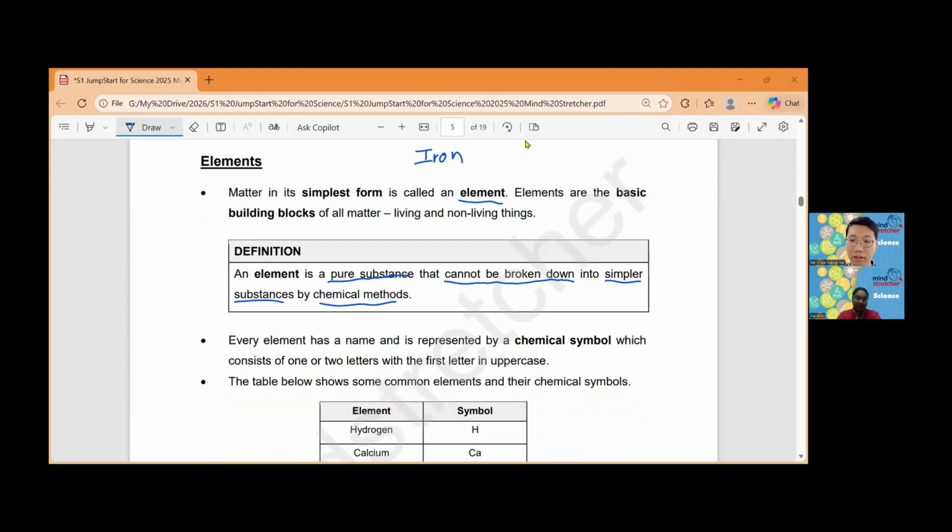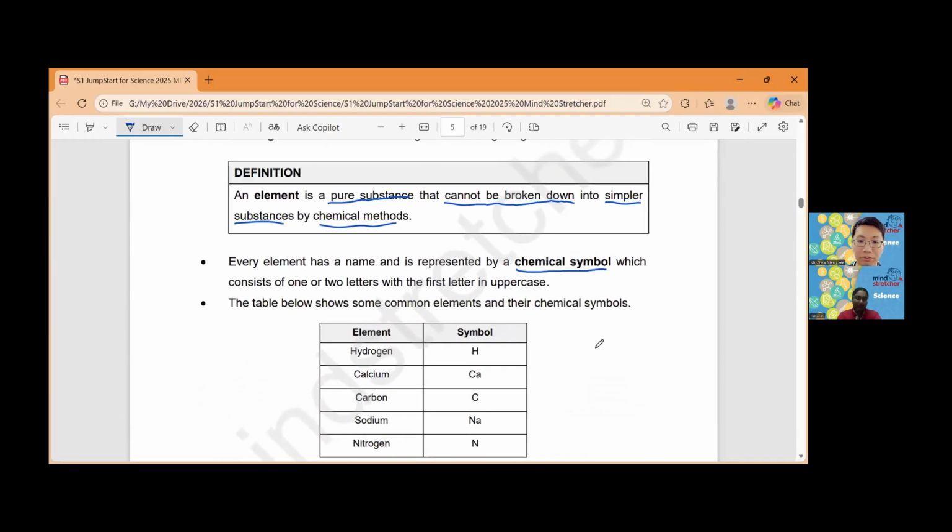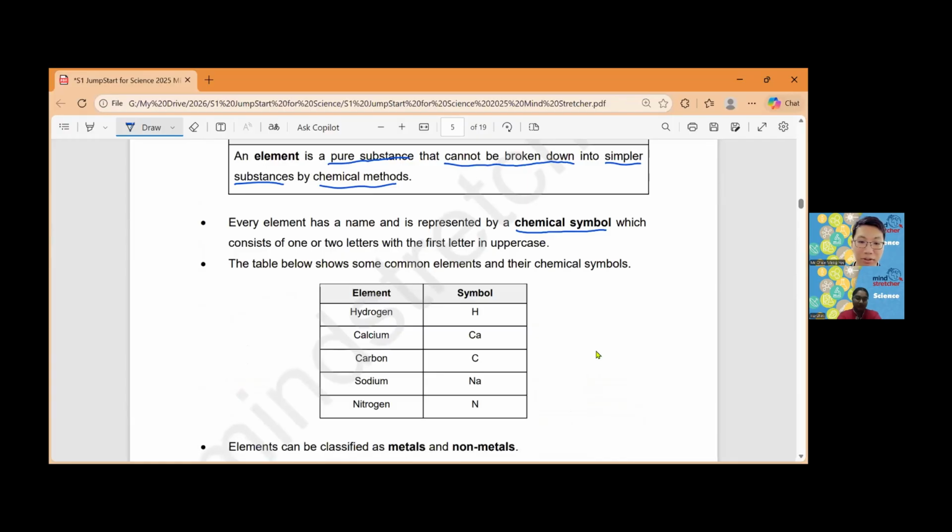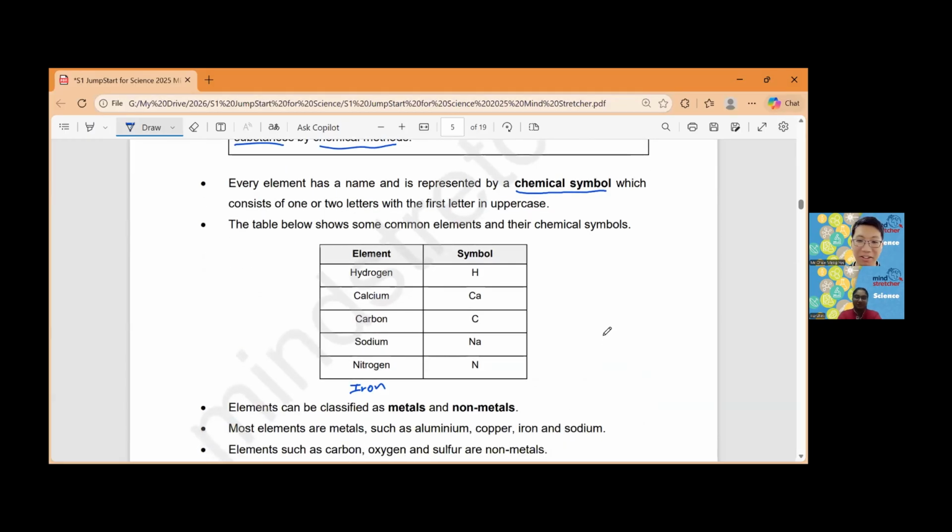Okay, so all these elements, they are represented by a chemical symbol. Can anyone tell me what is the chemical symbol for iron? See who's the fastest. Since I'm talking about iron, right? I have all these hydrogen, calcium, and so on. What is iron? See who can find it first. Better not be teacher Hashini answering the question.